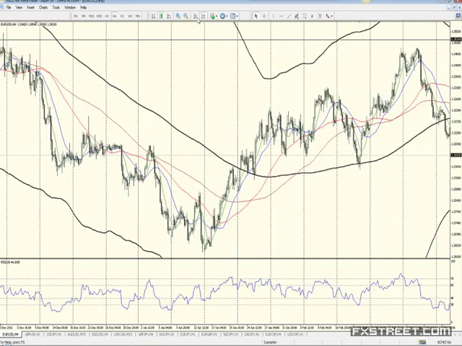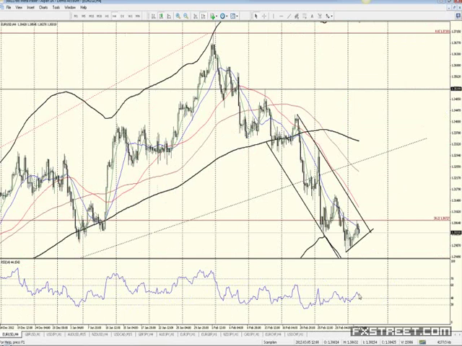Right. So in the 4-hour chart, a signal that the market is not bearish anymore would be if the RSI pushes back above 60, because it has held below 60 during this downtrend. Alright, so that's the euro dollar. I'm going to move on to the next one.